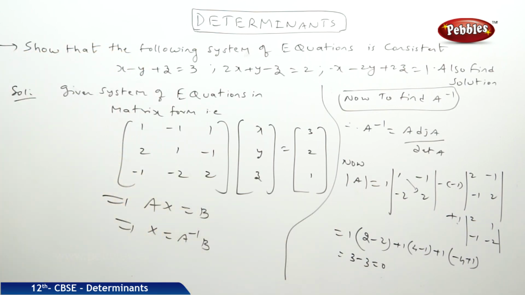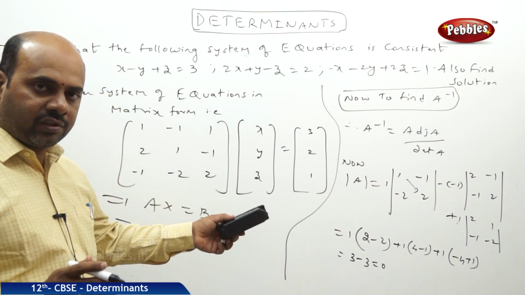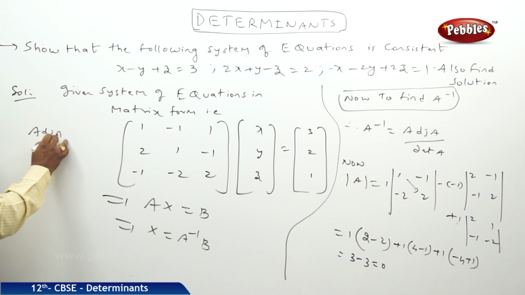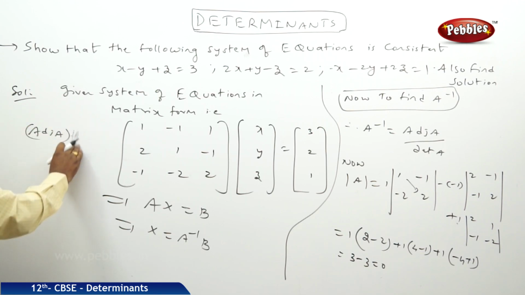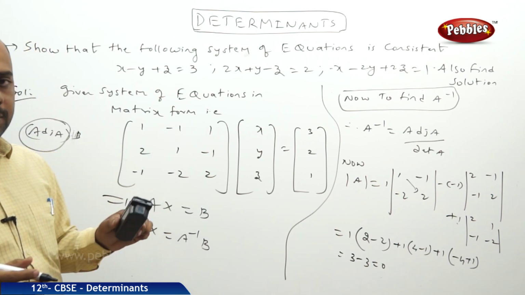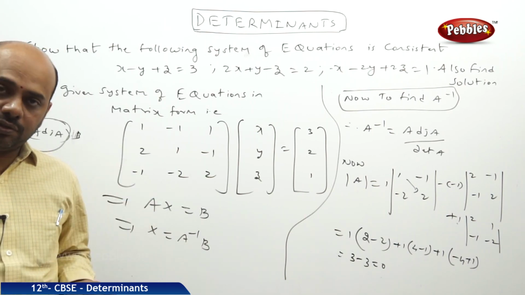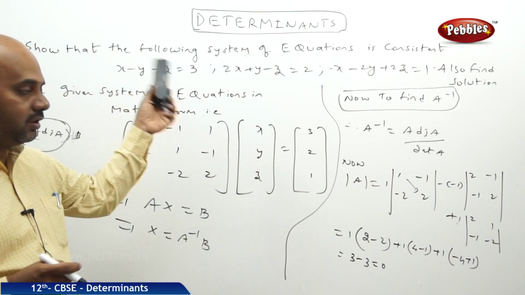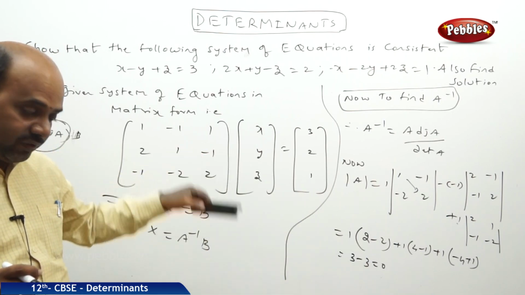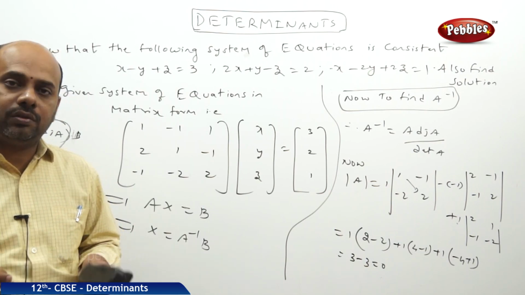Now how can we tell, if det A is equal to 0, whether the system is consistent or inconsistent? It depends upon the condition adjoint of A into B. That means now we need to find adjoint of A, and that adjoint of A we can multiply with the matrix B, and finally we need to check whether it is 0 or non-zero. If it is 0, the given system of equations is consistent and possesses infinitely many solutions. If it is not equal to 0, then we can tell the system is inconsistent and has no solution.